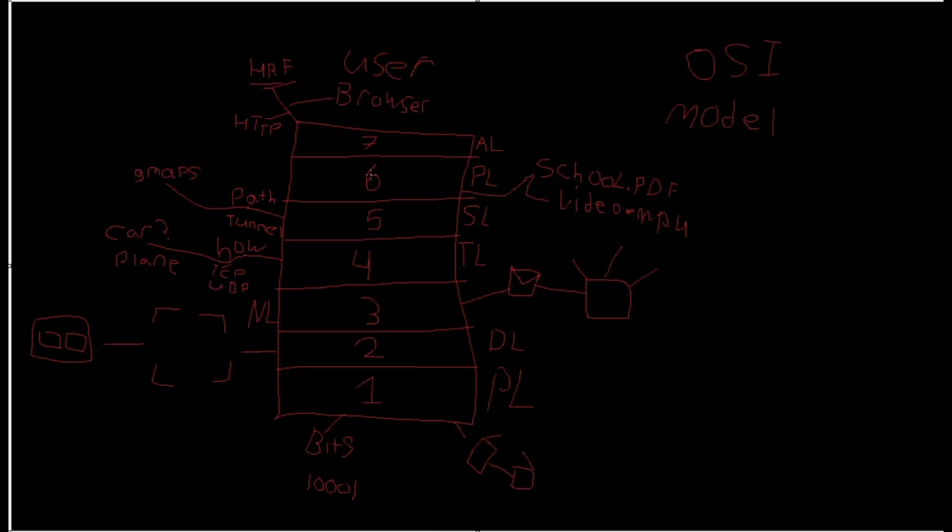The presentation layer says, oh, this is a school.pdf file. It is then compressed to this right here. The user opens the school.pdf file, which is then presented in the human readable format to where I can edit and make changes.